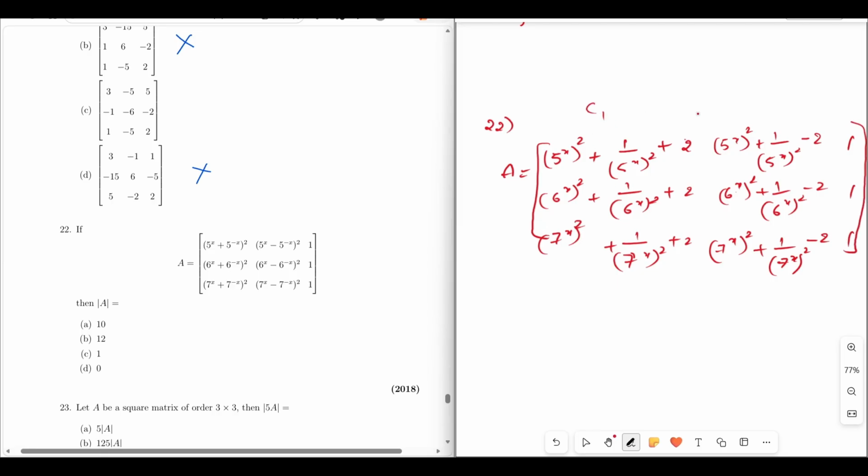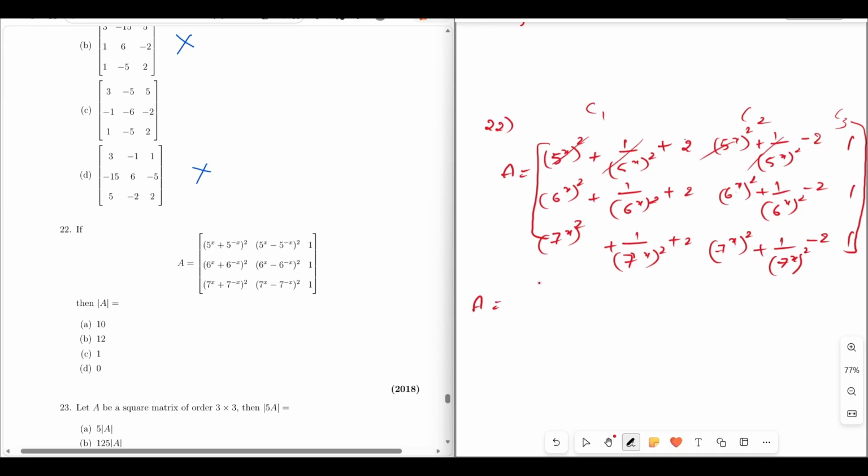So this is column 1, column 2, and this is column 3. If you take like this, row 1, row 2, row 3. So now what I will do, I will add column 1 and column 2. Sorry, we'll subtract column 1 and column 2. When you subtract these two columns, 5 power x whole square plus 1 by 5 power x whole square plus 2 minus 5 power x whole square minus 1 by 5 power x whole square, this will become plus 2. So when you subtract, these two terms get cancelled, these two get cancelled, and plus 2 and minus of minus 2 will be plus 4.